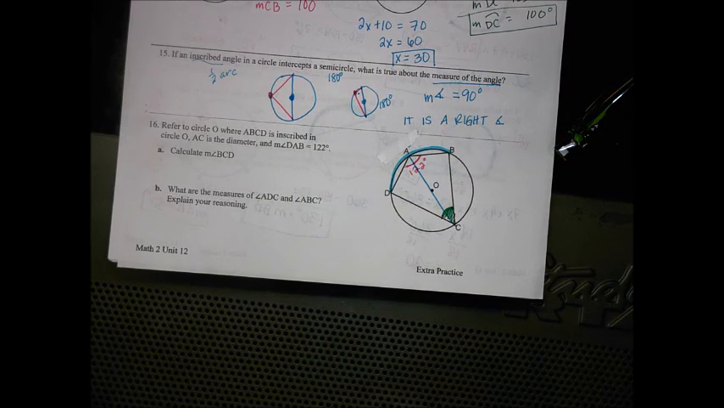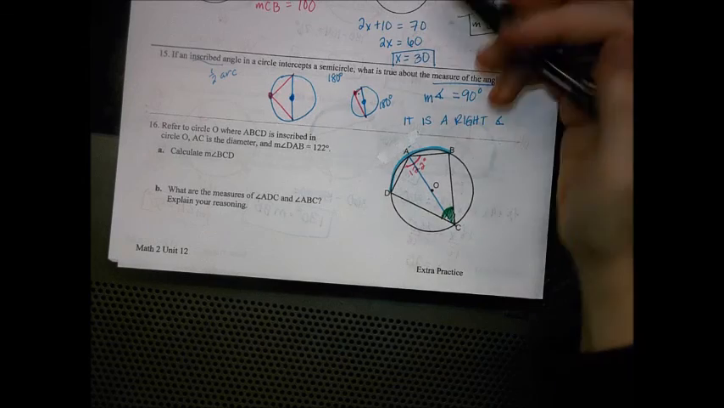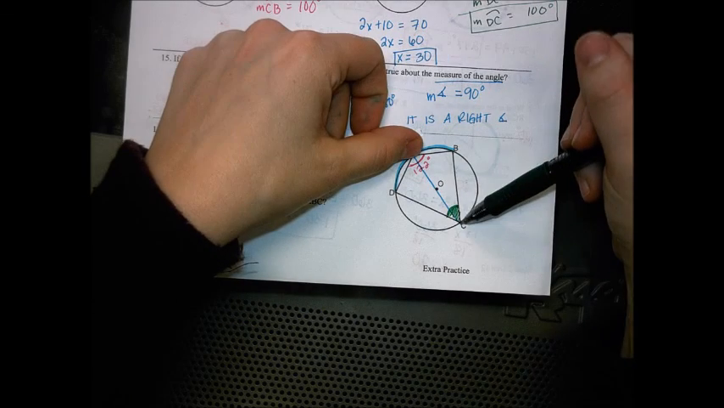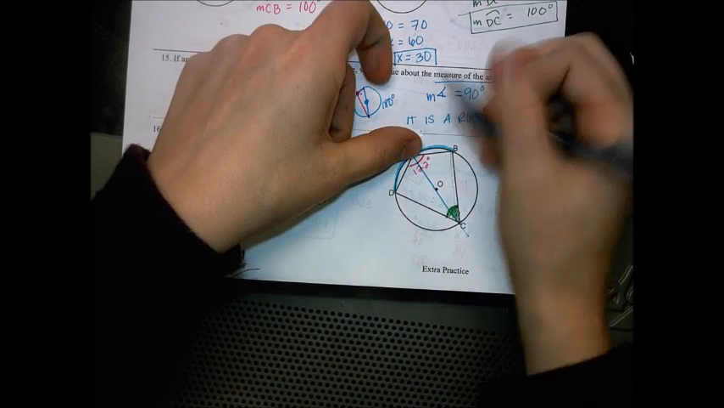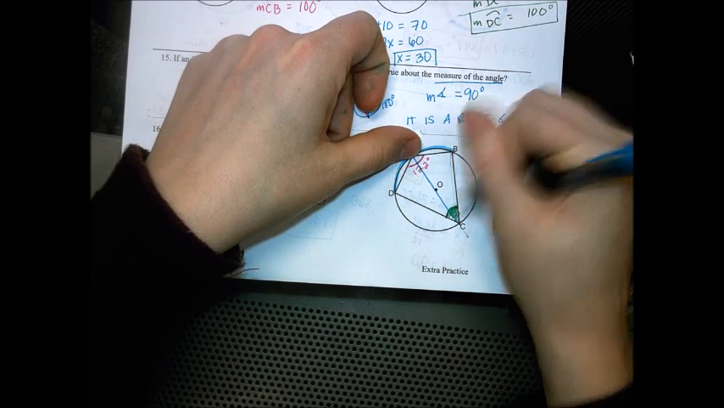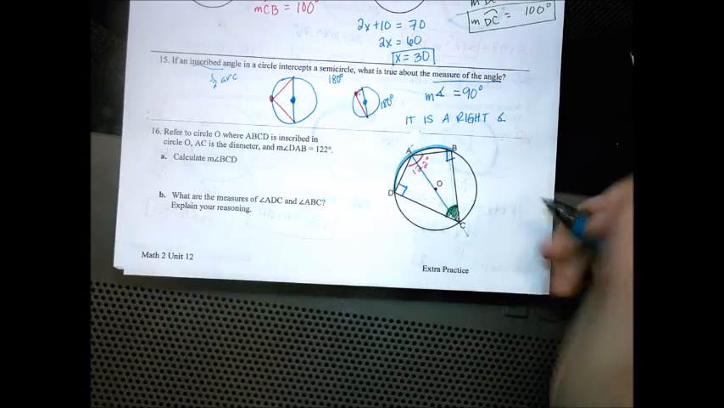So there's a couple ways we can do that. First of all, we know that if an inscribed angle intercepts a diameter, then that angle is half of the semicircle, which makes B and D each right angles.